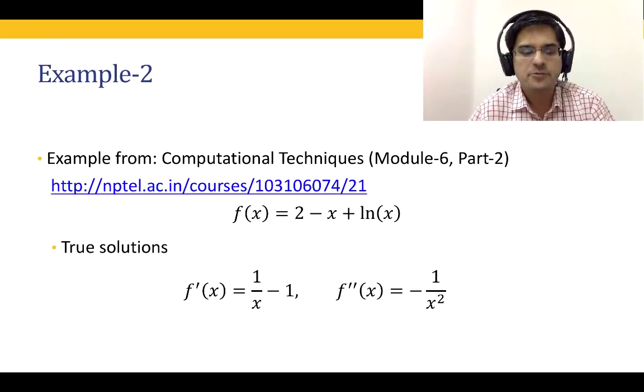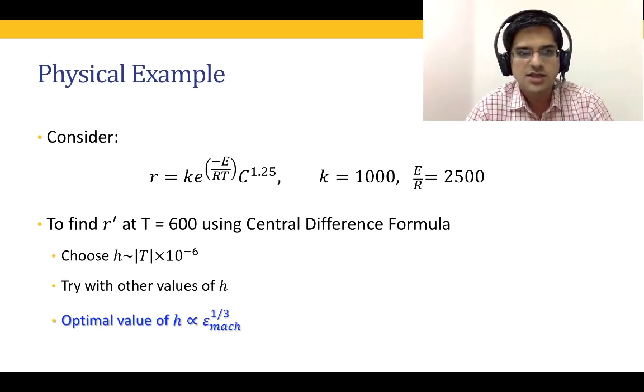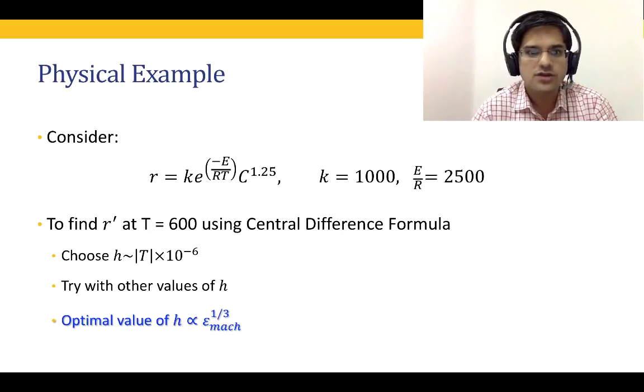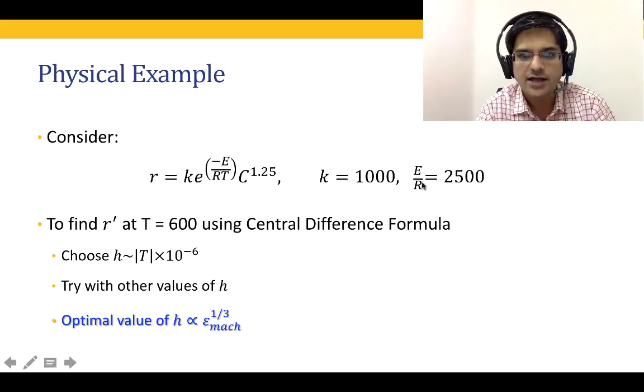Now that we have completed the numerical differentiation for the second example, 2 minus x plus ln x, let's head on over and look at a problem of practical interest. This comes from chemistry, as you all know that the rate of reaction can be written in the Arrhenius form given over here. So rate R is K multiplied by e to the power minus e by RT multiplied by concentration to the power 1.25. The rate constant K is equal to 1000 and E by R equal to 2500.